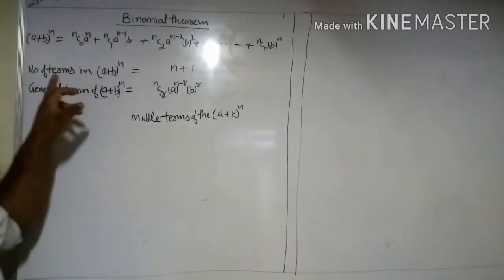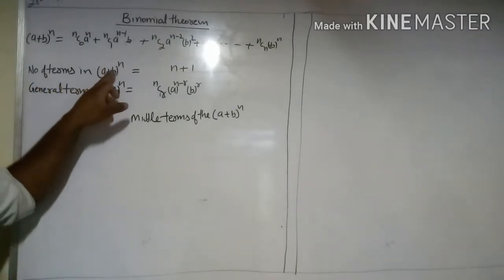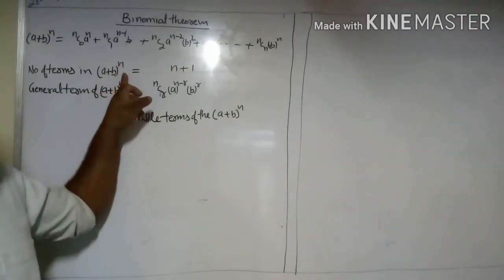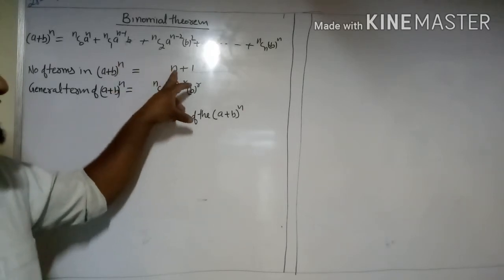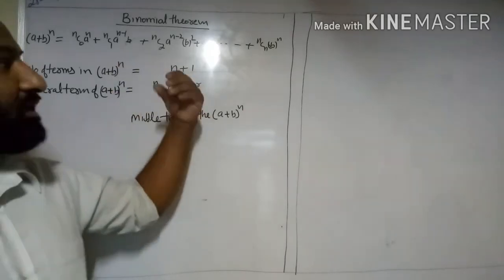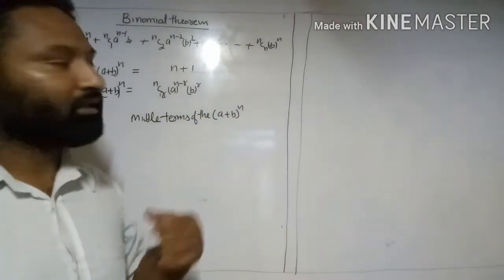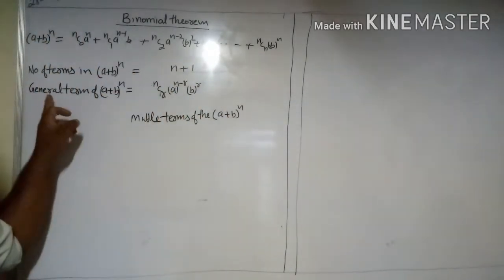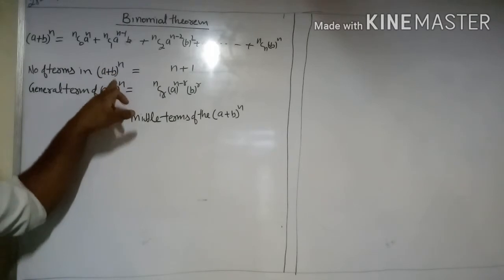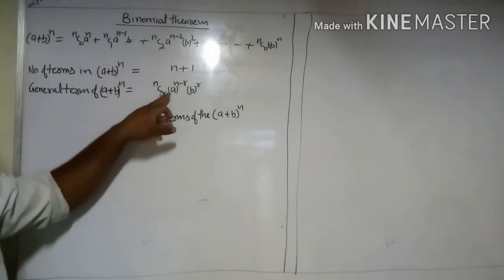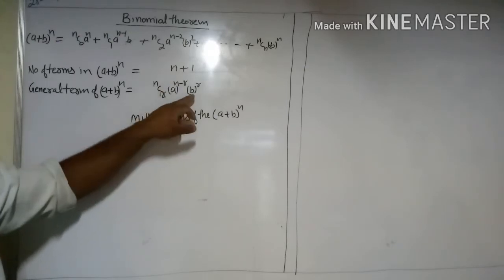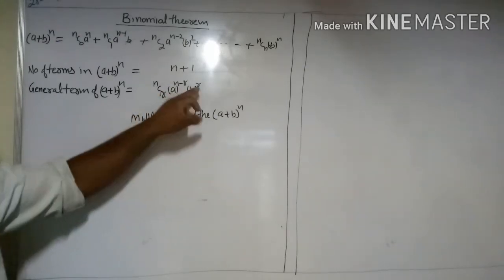And after that we also study the number of terms in (a + b)^n. In this type of binomial expansion, the number of terms is n + 1, meaning we get one term more than the power. And to write the general term of this type of expansion, there is the formula nCr a^(n-r) b^r.